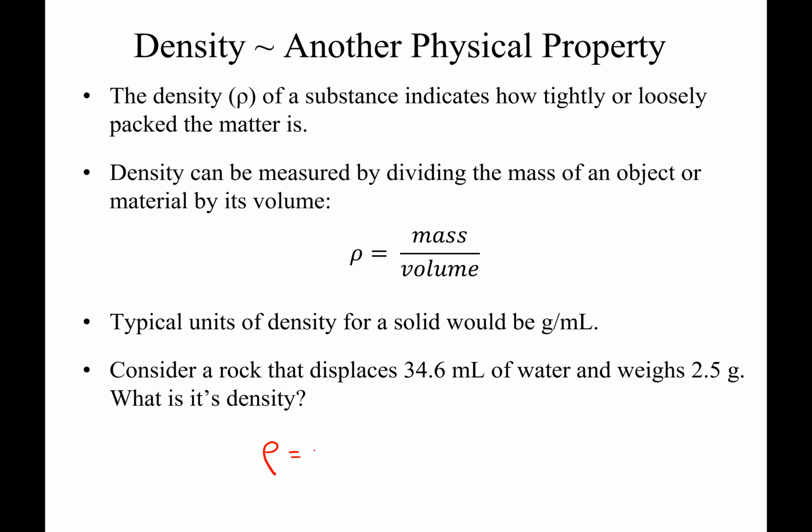So density is equal to mass divided by volume. So I got 2.5 grams divided by 34.6 milliliters. Well, that's a good question. Since we're dividing, we're going to go with significant figures. So how many significant figures do you have in the top? 2. How many in the bottom? 3. So we have to go with the fewest, so 2.